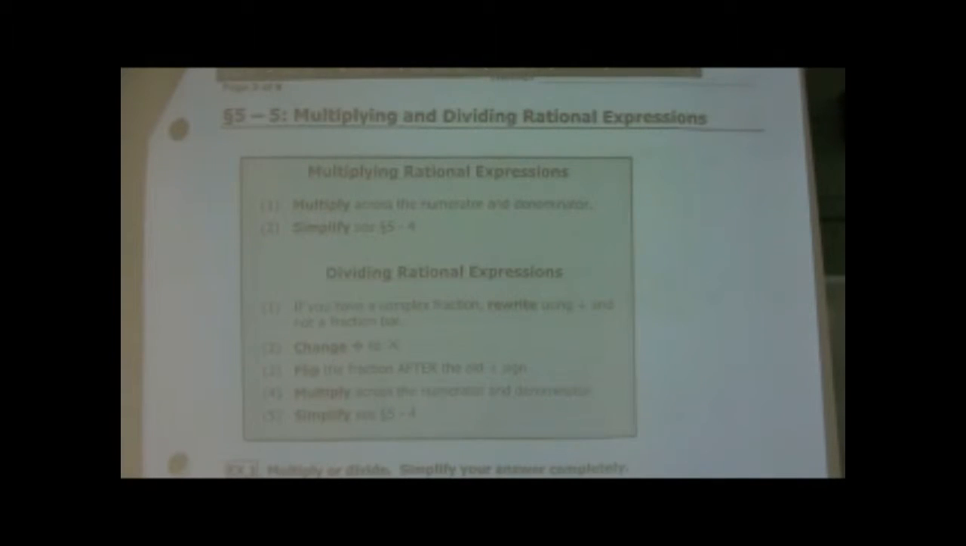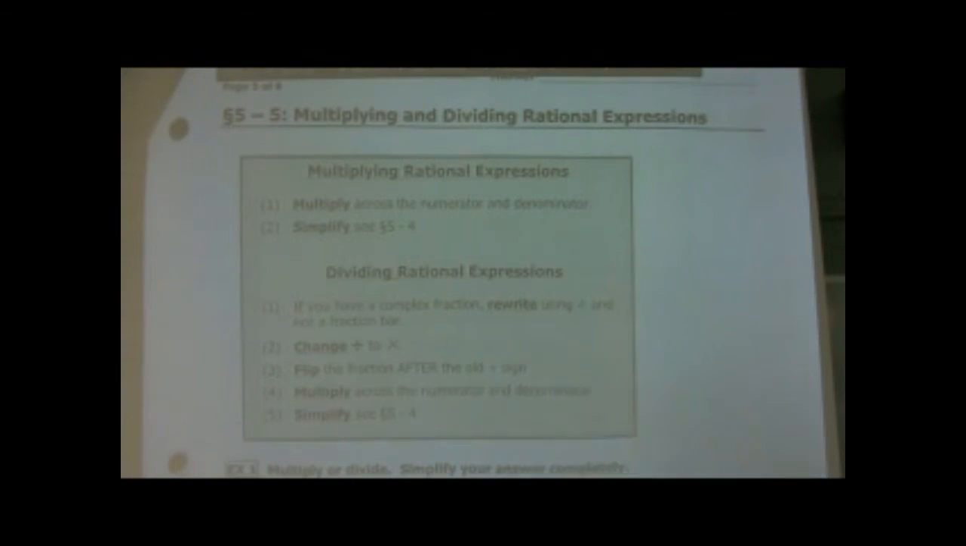Okay, today we're going to talk about multiplying and dividing rational expressions. This is pretty easy because the way you do it is the same way you would multiply regular fractions, and the same way that you would divide regular fractions. The only thing that's specific to rational expressions is that you then need to simplify them. So, we're going to go through some examples and you will see that multiplying and dividing is pretty easy.